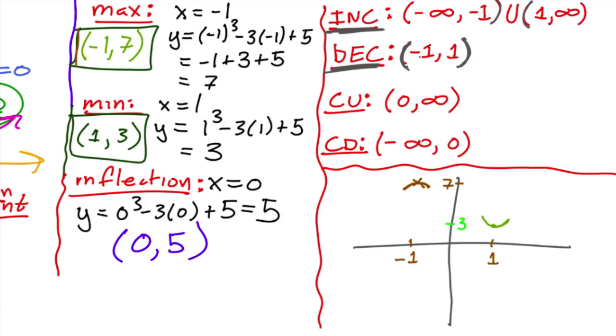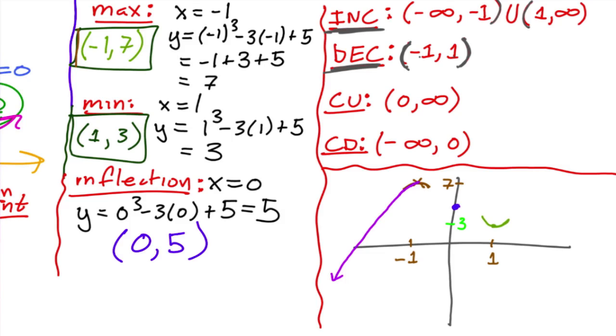Okay, and then at (0, 5), I have an inflection point. So right around here, my function is going to change from being concave down, which is what it says right here, to concave up. So if I take all of this information, that's enough to draw the picture relatively easily, because I know that it's increasing from -infinity to -1. So it's just coming down, and it's concave down.